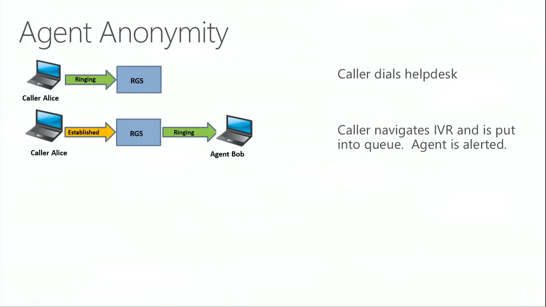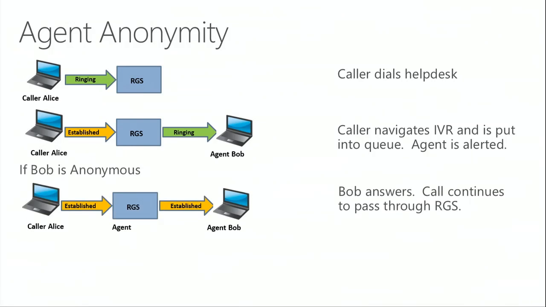A caller dials into the help desk. That call routes through the response group service. It rings out to Agent Bob based on whatever our queuing mechanism is, and the caller sees that they're talking to this response group service while Agent Bob is trying to decide whether to answer the call or not. If the workflow is set up to be anonymous, when Bob answers that call, Alice is still going to see that conversation as being with the response group service, and he's an anonymous agent behind the response group talking through it out to the caller.